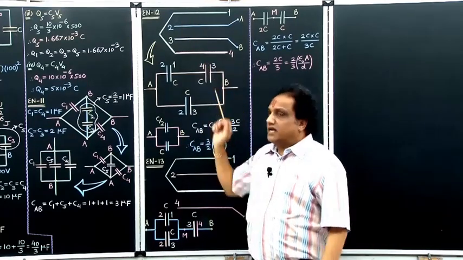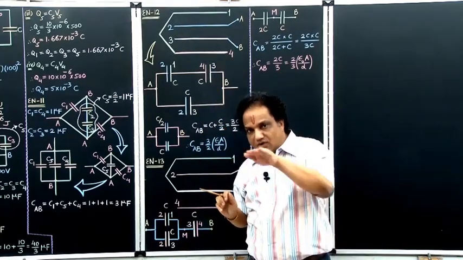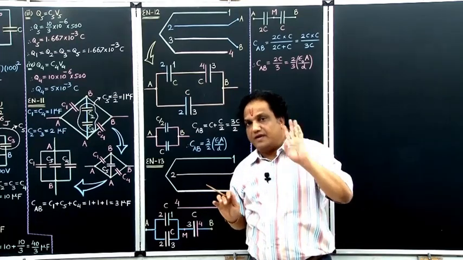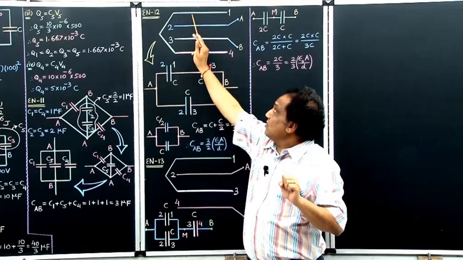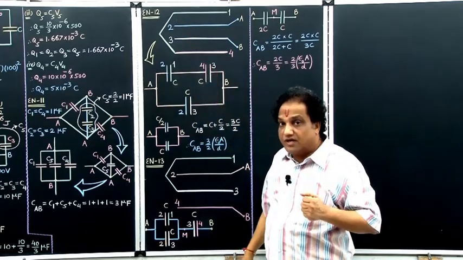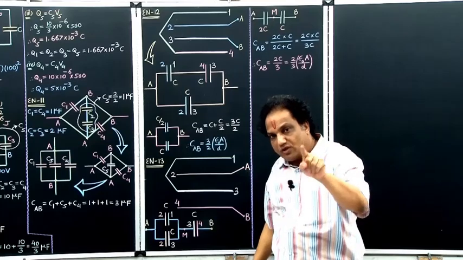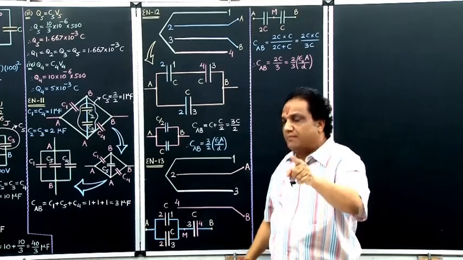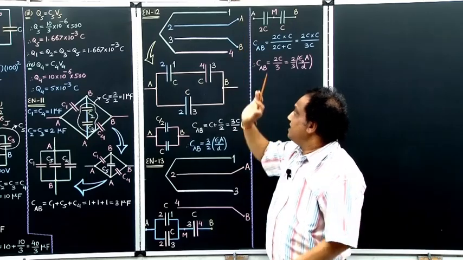All the 4 plates are identical in all respects. They got same plate area, same surface area, and let it be capital A. If perpendicular separation between 2 consecutive parallel plates is small d, what is the capacitance? C equals epsilon 0 A upon d. Okay. Now we are asked to find out equivalent capacitance between points A and B.